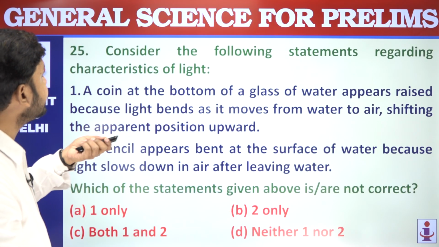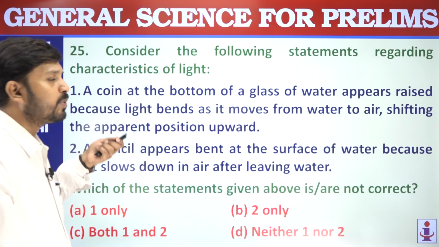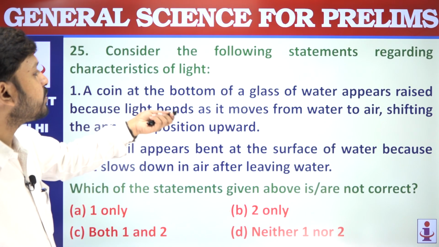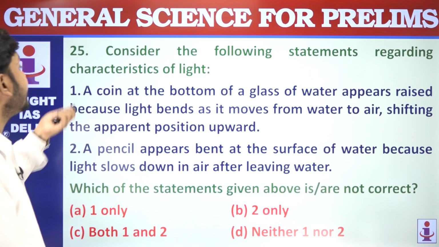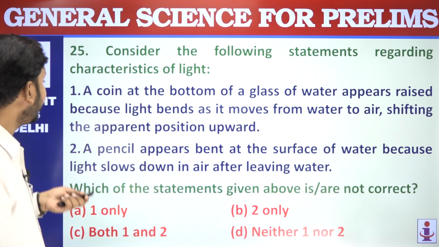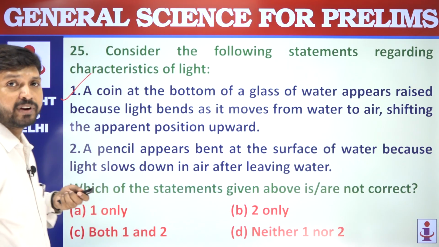Next one: consider the following statements regarding characteristics of light. They're asking something about characteristics of light. So let's see the statements. A coin at the bottom of a glass of water appears raised because light bends as it moves from water to air, shifting the apparent position upward. This is the classical example of refraction, right?